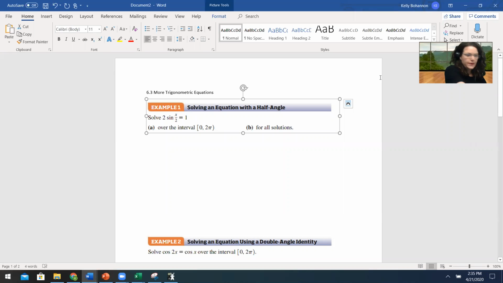Right, 6.3, more trigonometric equations. This is going to be a lot like what we did last time. It's just with using some different trig identities and things. So first thing, we're just going to follow the same steps that we followed before.